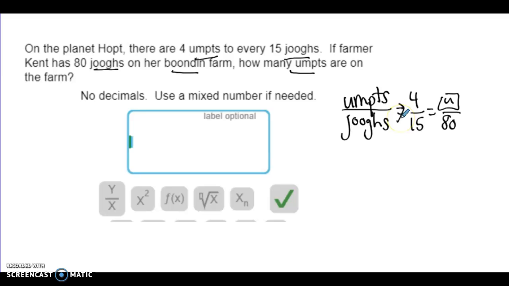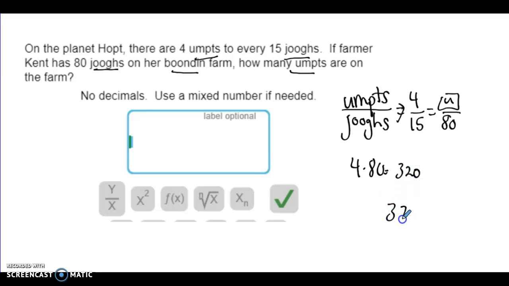Go to my calculator, 4 times 80 divided by 15 equals, I get another decimal number. So I'm going to do this the good old paper and pencil way, because I don't have a nice calculator that gives my answer as a mixed number. 4 times 80 equals 320.